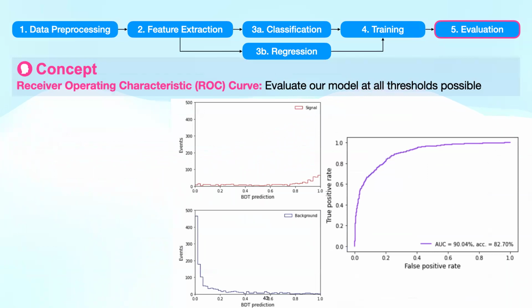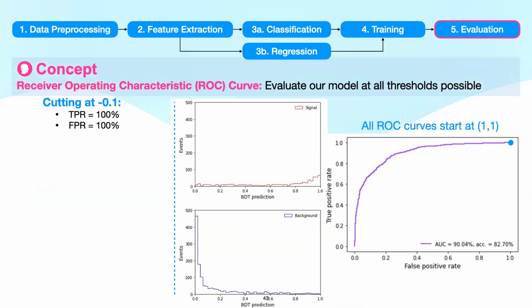And this metric is defined from the receiver operating characteristic, or ROC curve. So the idea of the ROC curve is to evaluate your model at all the possible thresholds that you can make a cut. So let's say now I still have my neural network score, the prediction of my neural network here. What I'm going to do first is cut at a value of -0.1. Well, maybe you'll ask, your neural network can only output a number between 0 and 1, so what's the point of cutting at -0.1?